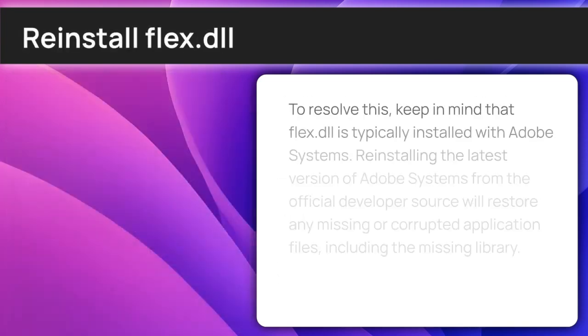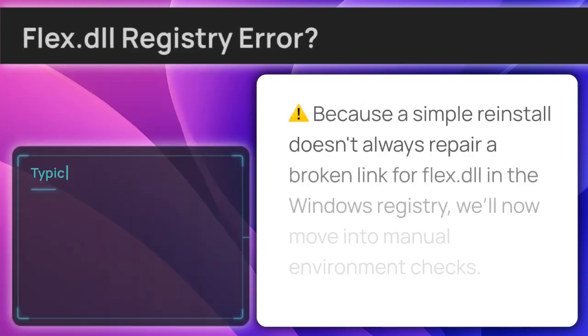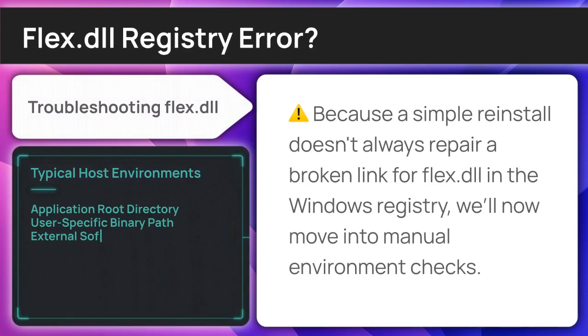To resolve this, keep in mind that Flex Library DLL is typically installed with Adobe Systems. Reinstalling the latest version of Adobe Systems from the official developer source will restore any missing or corrupted application files, including the missing library. In the event the error remains visible, it indicates we need to verify the environment's ability to register new shared resources.